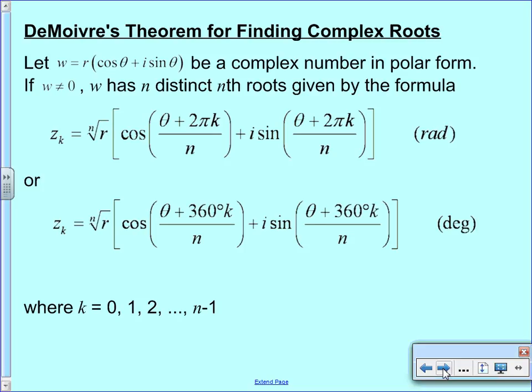Okay? Now, the number of roots has to start at 0. So if you're looking for the 5th root, then you're looking for the 0, 1, 2, 3, and 4th root. Okay, so k is always up to n minus 1. Start at 0.